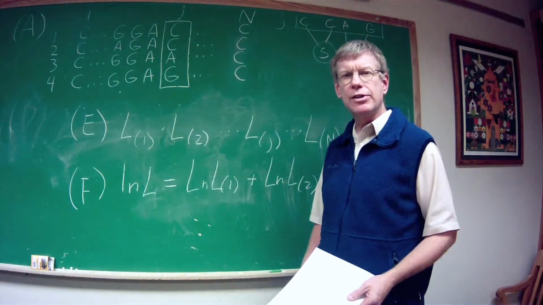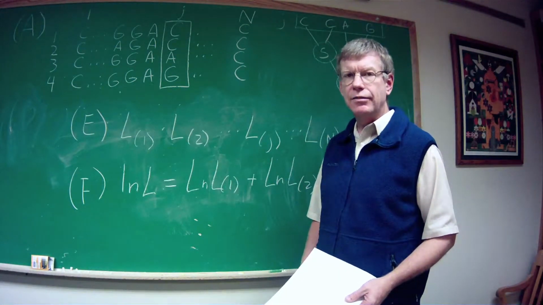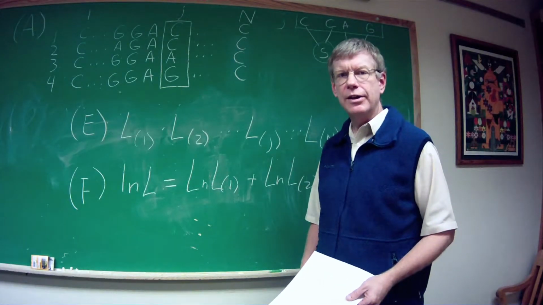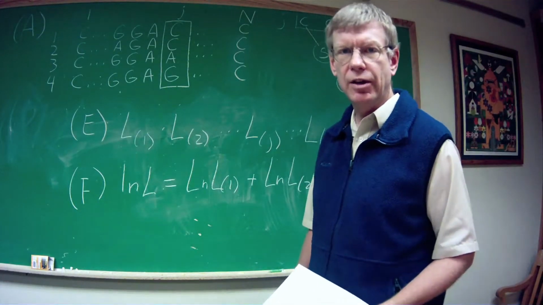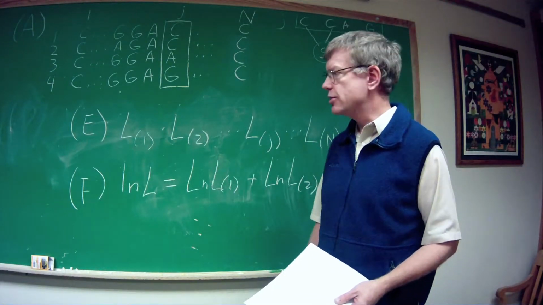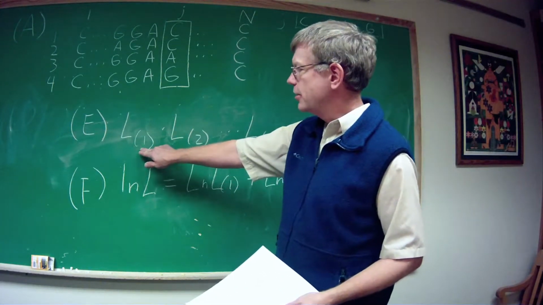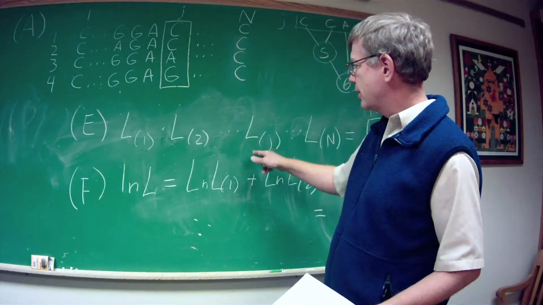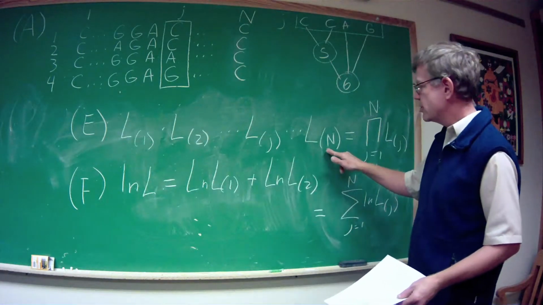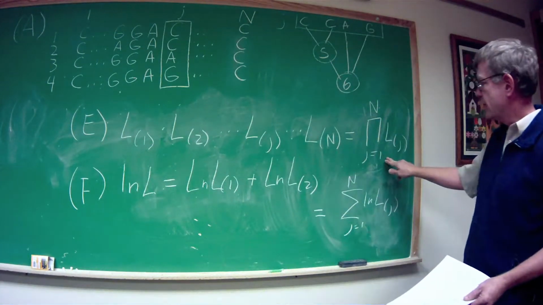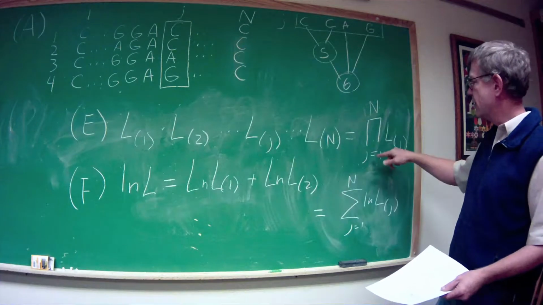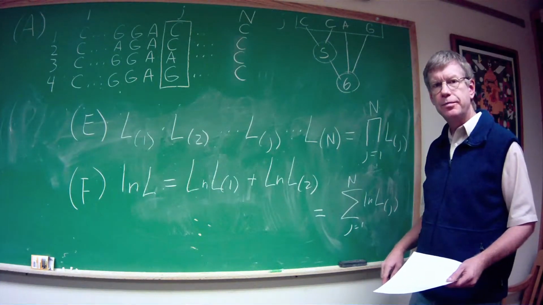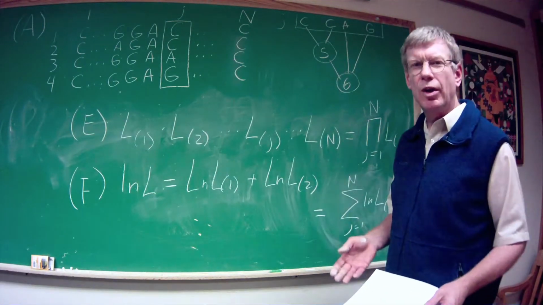Panel E just summarizes that the likelihood of the entire tree is the product of all of the individual site likelihoods together. So the likelihood at site 1 multiplied by the likelihood at site 2 multiplied by the likelihood at site J all the way to site N. And we have then from 1 to N the product of all of the individual site likelihoods. That's an extremely small number.